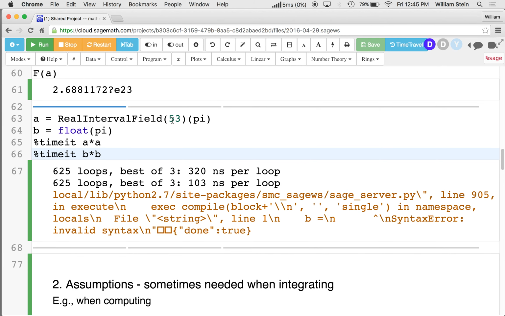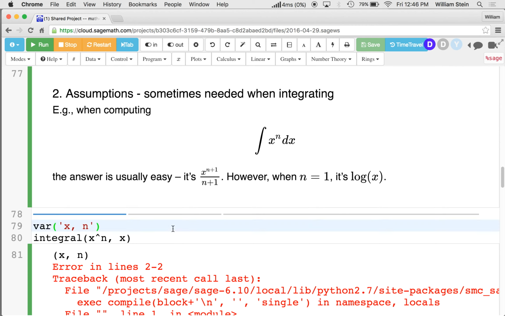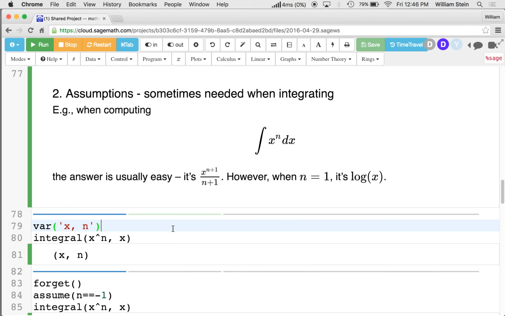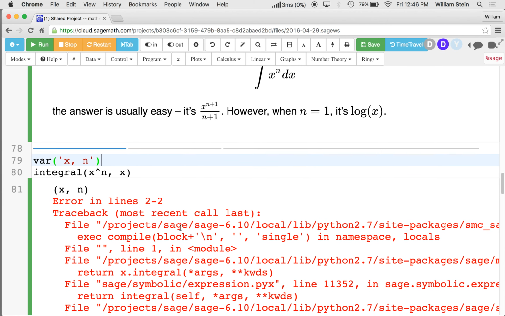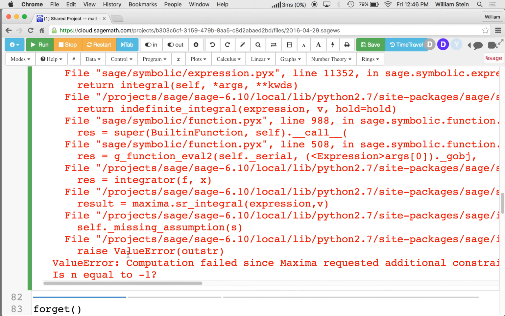Okay. So the next thing is assumptions. Sometimes when you compute a symbolic integral, you'll just get this traceback. And usually when you see a big red traceback, you probably just ignore it and panic. But if you don't, then maybe you'll read to the bottom. And by the way, somewhere on my to-do list is to make it so that you don't see anything except the last line until you click a button, but I haven't got to that.